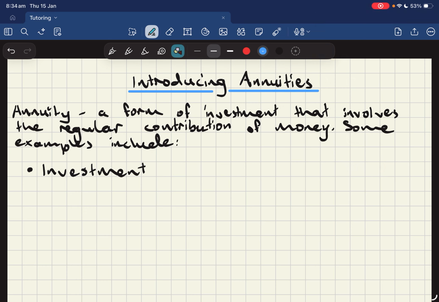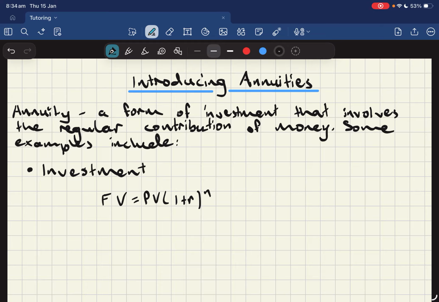So in this video, we are introducing annuities in this new topic. Now, when we talk about an annuity, this is just a form of investment that involves the regular contribution of money. So if you look at, say, a regular investment here, previously, when we talked about investments and loans, we introduced the compound interest formula or the future value formula. We said that the future value equals the present value times 1 plus the rate to the power of n.